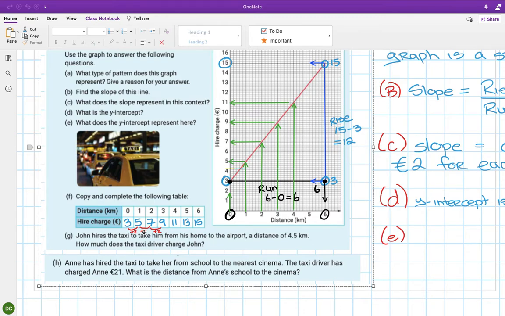Sorry, the slope represents how much he's charging per kilometer. Okay, next thing I asked you was, what is the y-intercept? And we figured out that the y-intercept was here, and it was 3. What does the y-intercept mean?